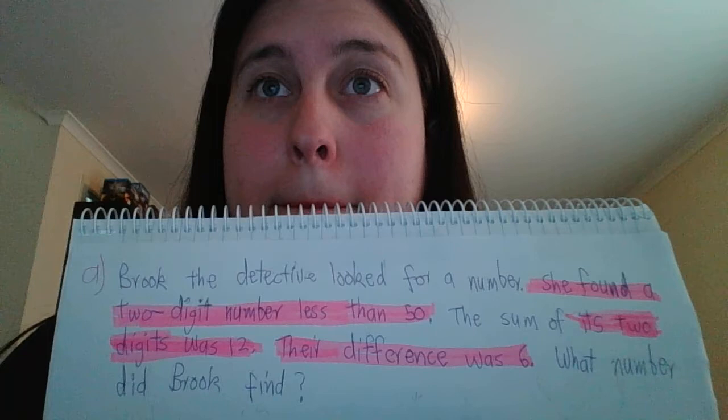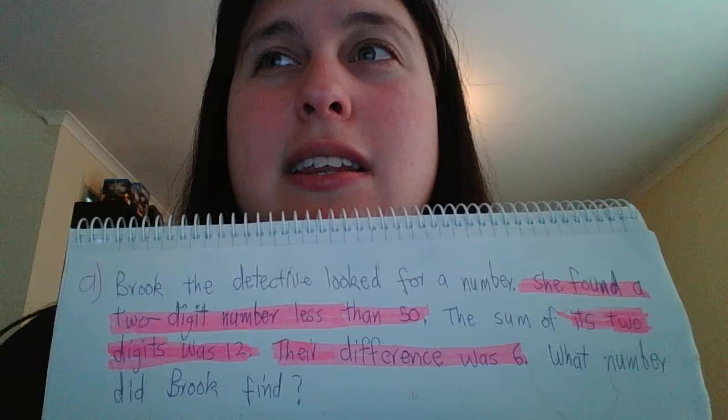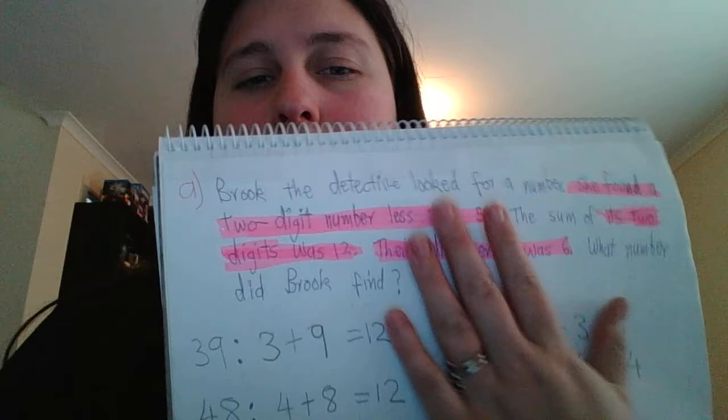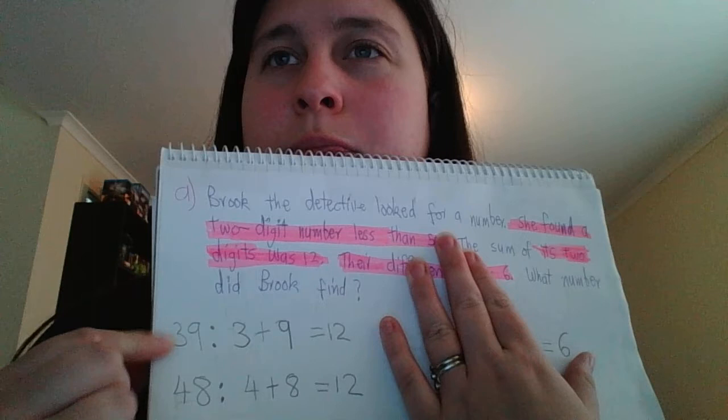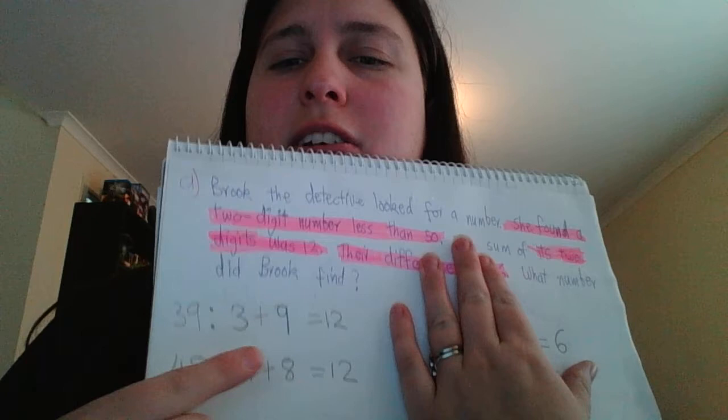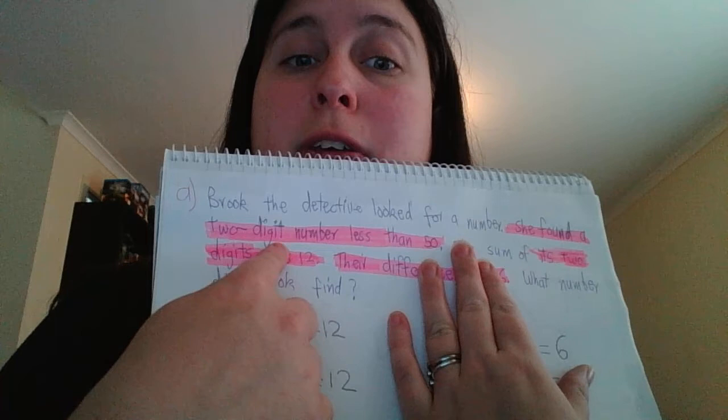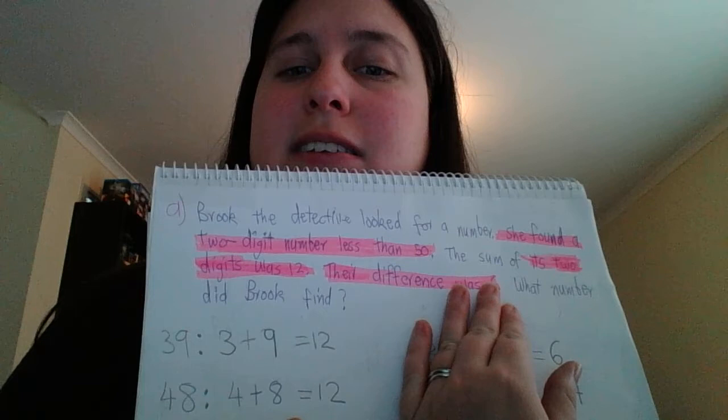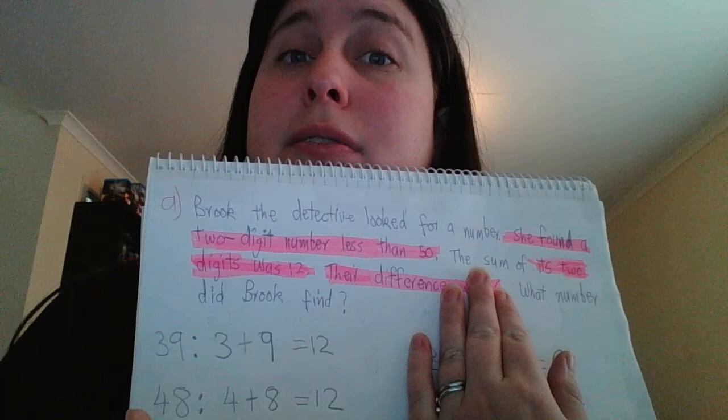So, I'm going to write down all the numbers that are below 50 whose digits add to 12. I did this before, and the two numbers that I found were 39 and 48. So, basically I went 3 plus 9 equals 12. Well, that's part of the problem. Two digits that equal 12, and 48, 4 plus 8 equals 12. So it needs to be one of those two. And now we need to find their difference. We need to know which number has a difference of 6.